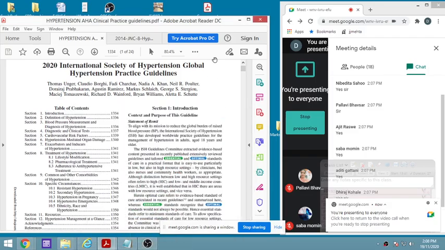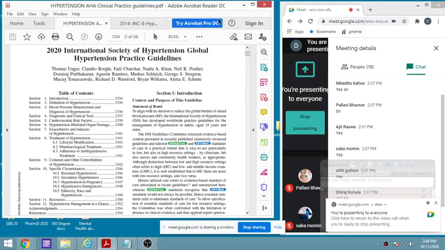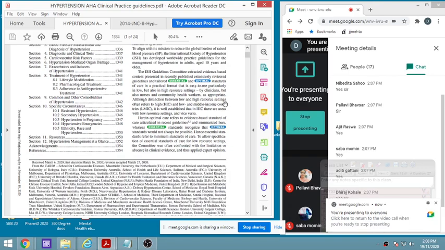The whatsoever problems are there. Now let us see how these guidelines are made. Initially they are giving for what the guidelines are made.